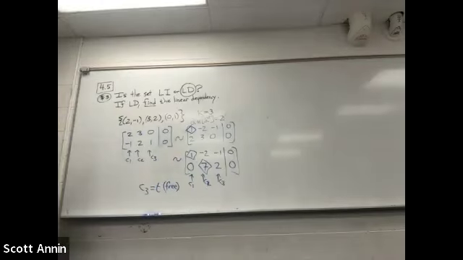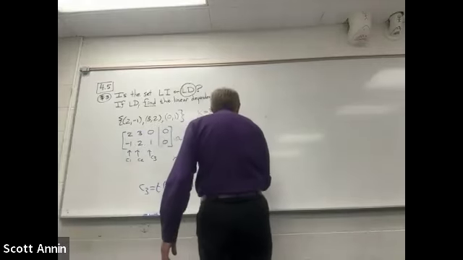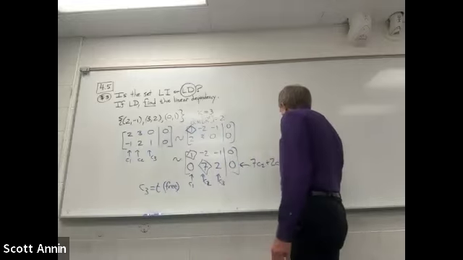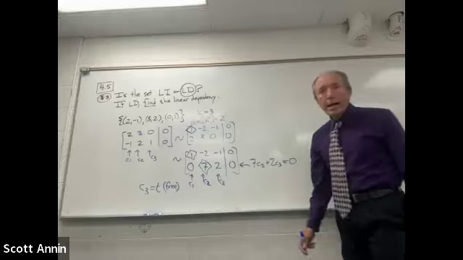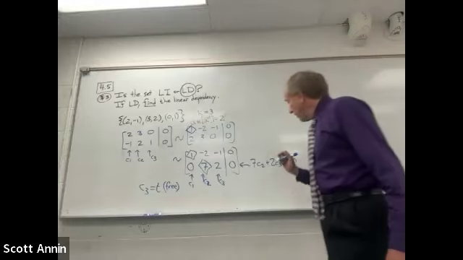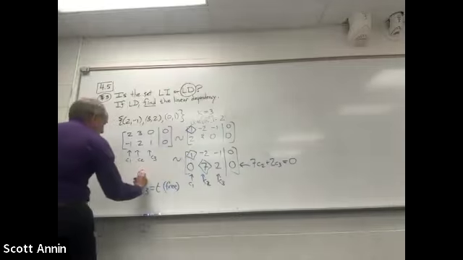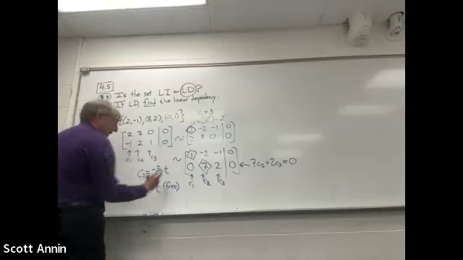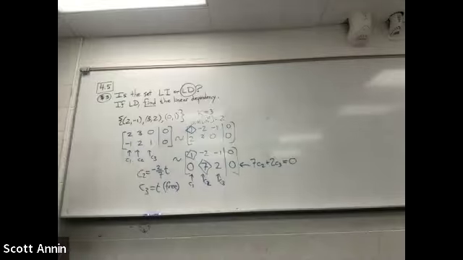I'll call it T, like I so often do. And from the second row of the equation, 7 times C2 plus 2 times C3 is supposed to be adding up to 0. And so I can solve that for C2. C2 is going to be -2/7 of t. All right?